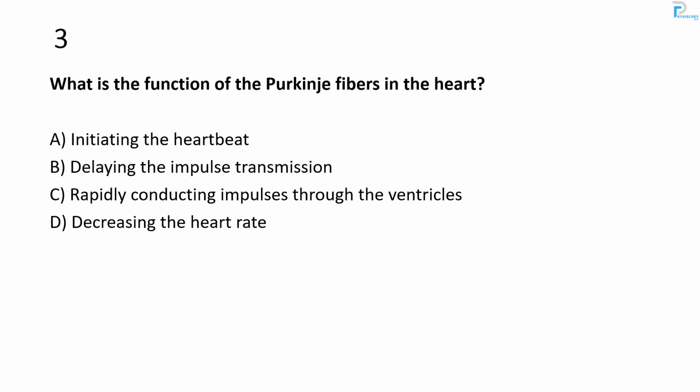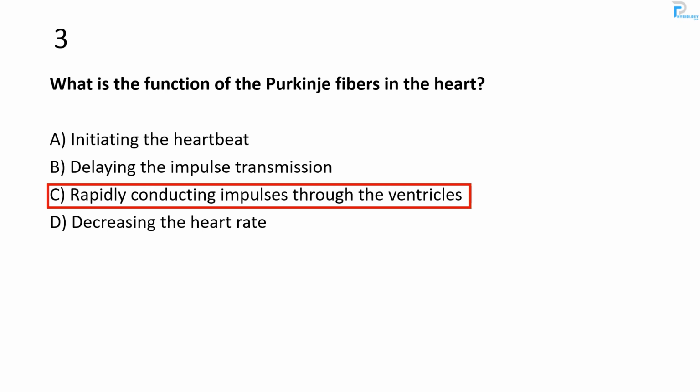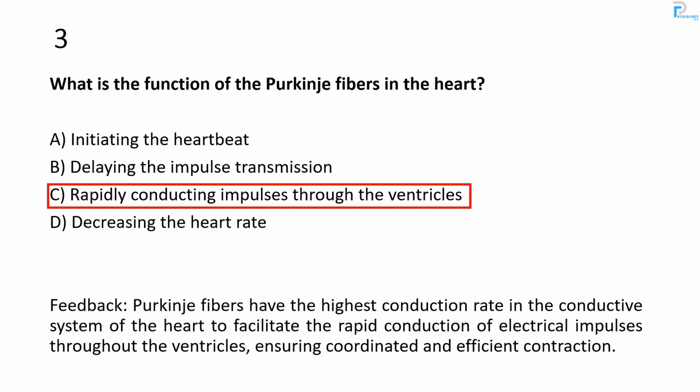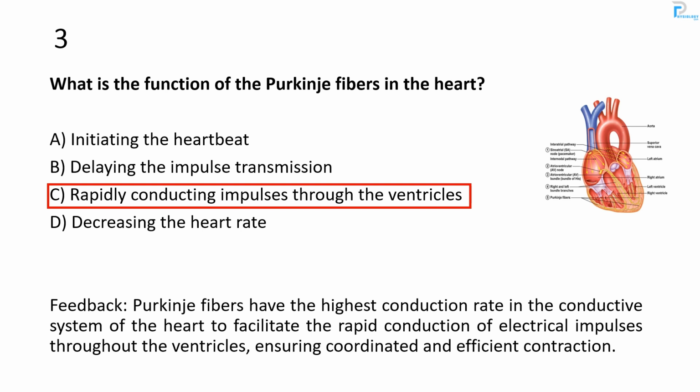So the action potential reaches all these cells at the same time so that they can contract together. The main role of it is to rapidly conduct the impulses through the ventricle. The rate of conduction in Purkinje fibers is 4 meters per second. This is the fastest part in the conductive system. So the fastest part of the conductive system in the heart is the Purkinje fibers.